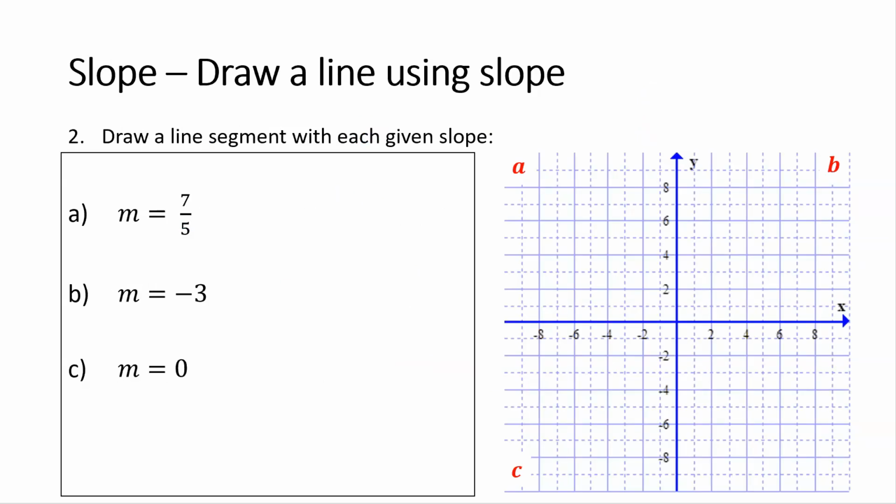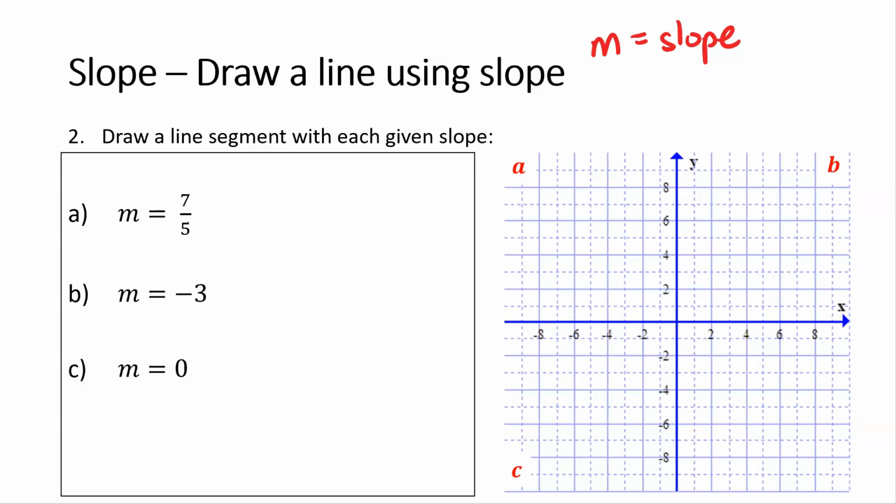Okay, let's look at drawing lines using a slope. So we're going to draw a line segment with each given slope. And notice we have m equals 7 over 5, m equals -3, m equals 0. The symbol m means slope, okay? So m is slope. If we want to draw a line segment with a given slope, we need a starting point. Choose any starting point you want.